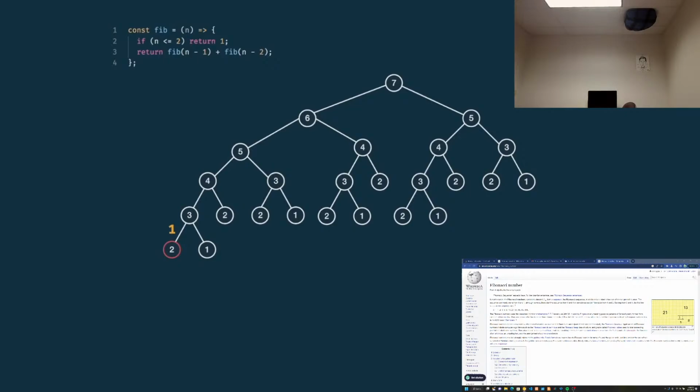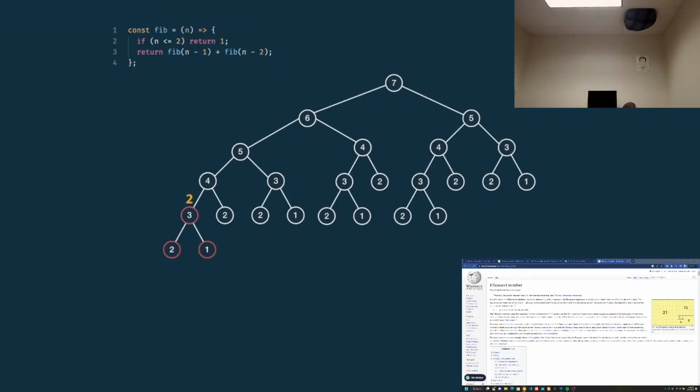So this node of 2 is going to return 1 to its parent of 3. In the same way, this node on the right-hand side of 1 is also a base case. It too will return 1. Both of those values that are returning go back to the parent of 3, and 3 is actually going to add those two values up. 1 plus 1 is 2. And this makes a lot of sense because we know that the third Fibonacci number is 2.